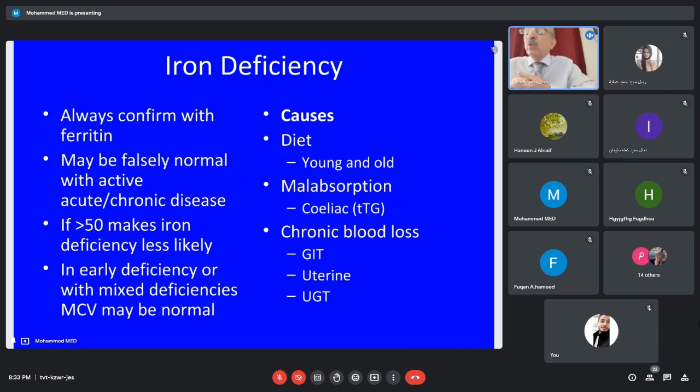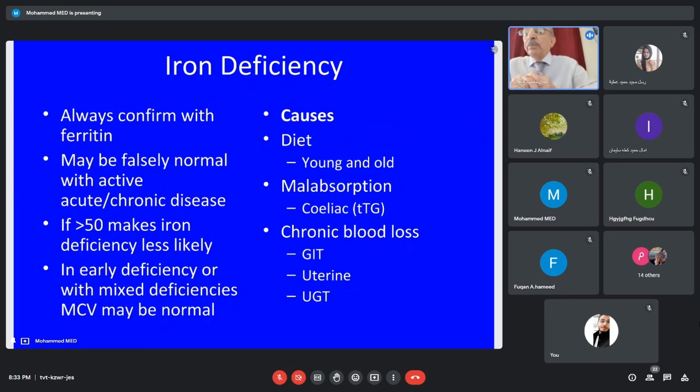Let's go back to iron deficiency. What are the causes? The causes could be diet, and remember that iron is present mainly in meat and dark green vegetables, spinach, celery and the like. Dark green leaves are a good source of iron, and a better source of iron is meat.